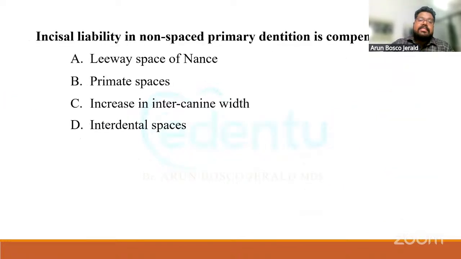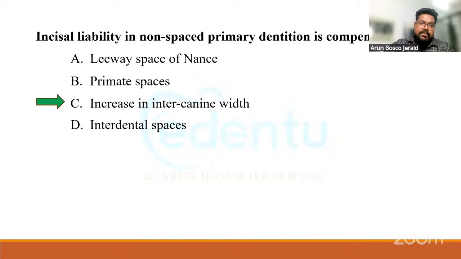Now see the question. It mentions a non-spaced primary dentition, which means there is no physiologic spacing or primate spacing in the dental arch. Option A we have already deleted, because leeway space has nothing to do with incisal liability. Primate spaces and interdental spaces are also absent in a non-spaced primary dentition. So the correct answer is increase in intercanine width.